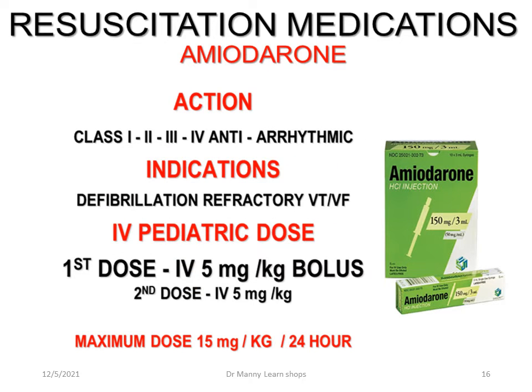Amiodarone, another effective medication. It's a broad spectrum antidysrhythmic. It is class 1, 2, 3, 4 as an antiarrhythmic, and it's indicated for defibrillation refractory VT and VF. The pediatric dose, for the first dose, is 5 milligrams per kg as a bolus, and the second dose is repeated, 5 milligrams per kg. The maximum dose, however, is not to exceed 15 milligrams per kg in 24 hours.